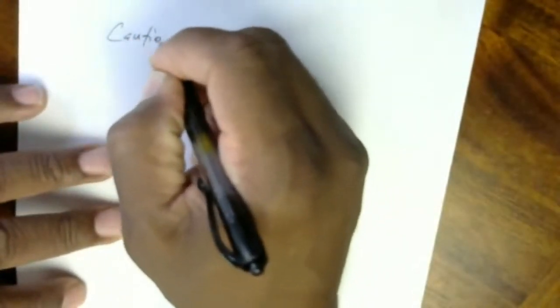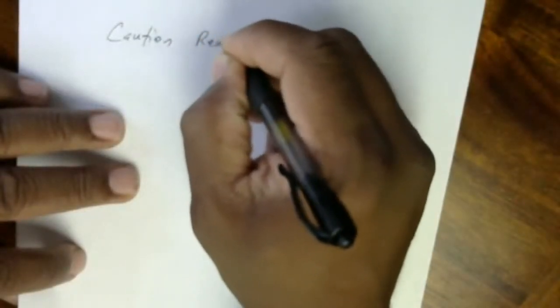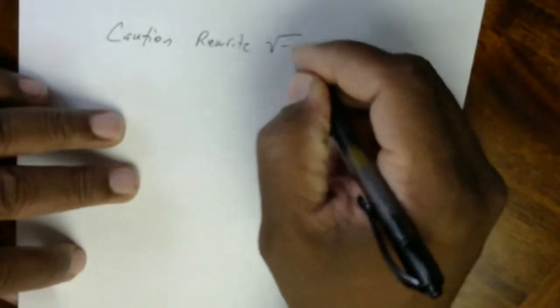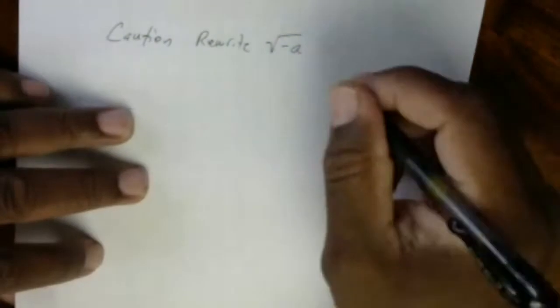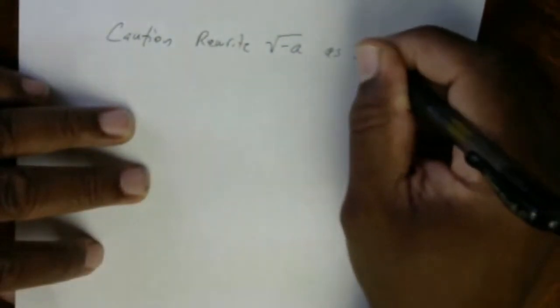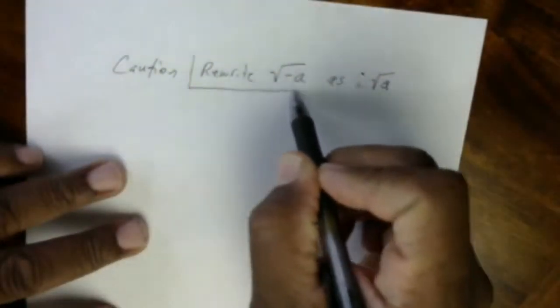Okay, so let's take a look at those examples. All right, so here was the caution. I'm just going to put that at the top of the page because the slide is not actually visible on the screen. It says that we have to rewrite the square root of -a as i times the square root of a. Okay, this is what we must do first.